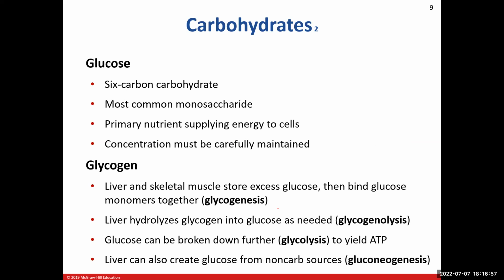So let's start off with our famous molecule, the glucose molecule. The glucose molecule is a 6-carbon molecule. It is a monosaccharide, and here is a very important fact. It is the primary nutrient for getting energy to our cells. Cells love glucose. Your brain loves glucose. In fact, your brain gets top billing when it comes to your glucose supply in your body. And so we have to maintain the appropriate amounts of glucose.